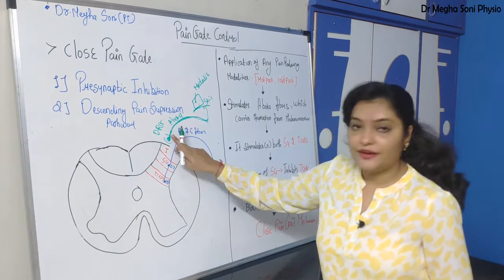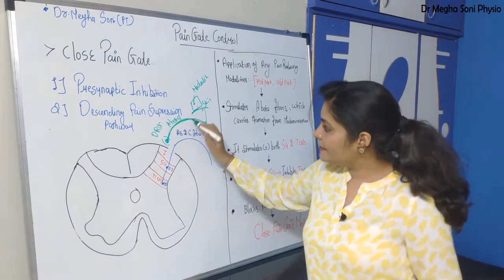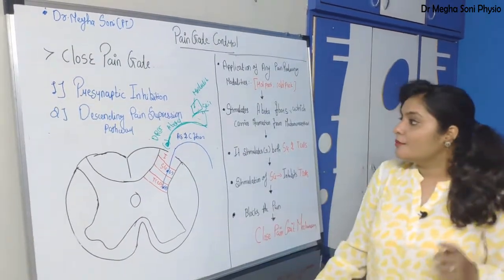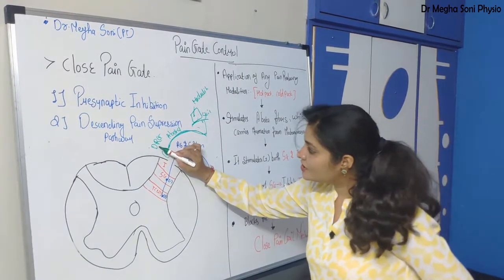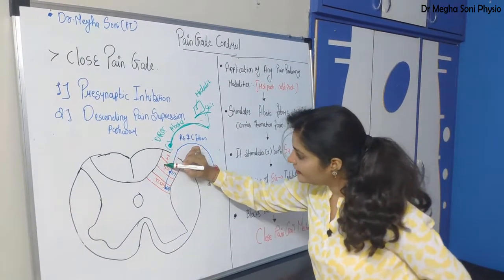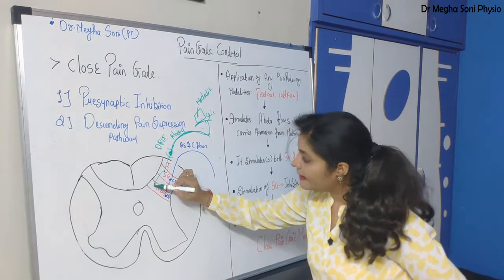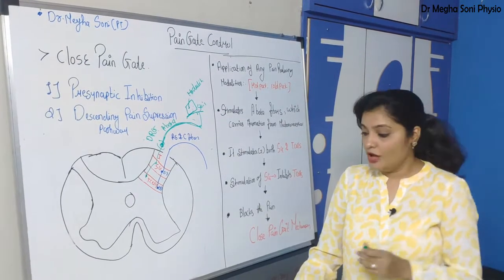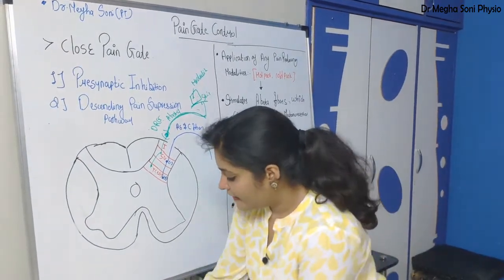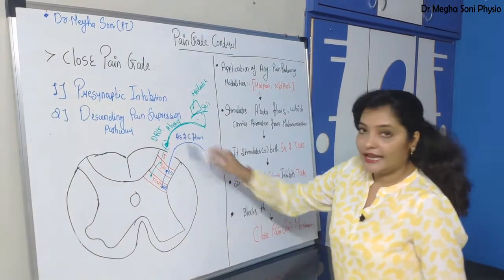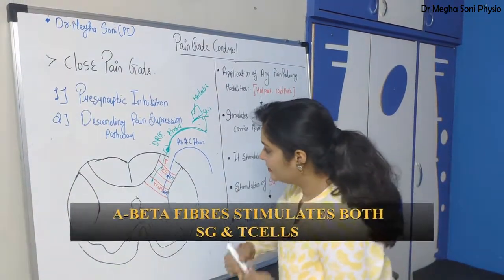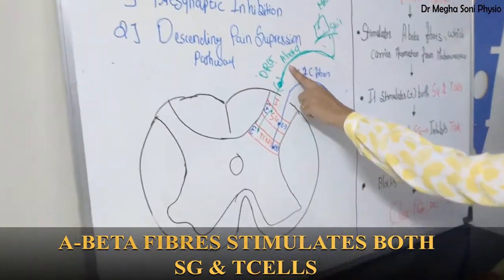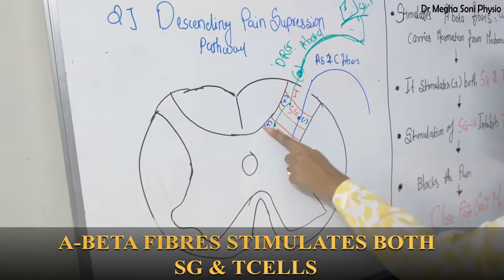But now what will happen in this case? It stimulates the A beta fiber, and the A beta fiber carries this type of sensation to the level of the posterior root ganglion, and this dorsal root ganglion makes a synapse again with the SG and T cell. The SG cell is situated in lamina 2 and the T cell is situated in lamina 5. Now what will this fiber do? This A beta fiber stimulates both the SG cell and the T cell.